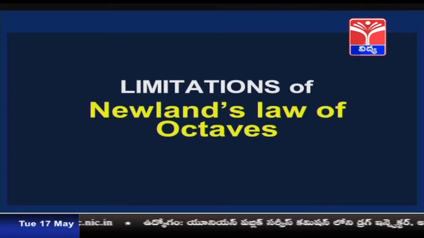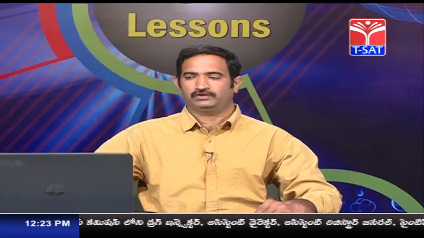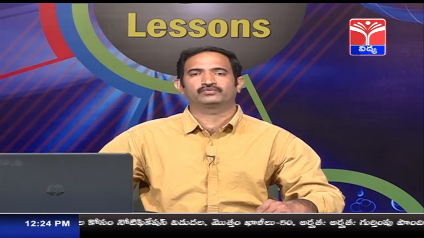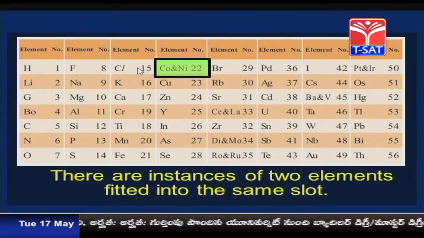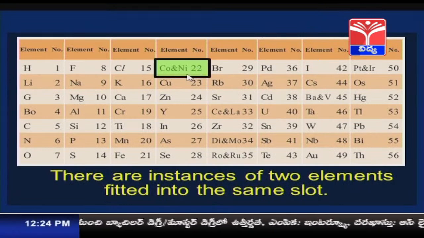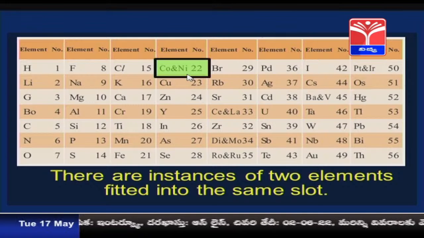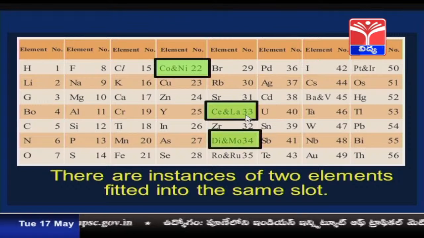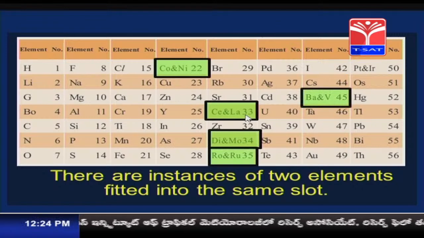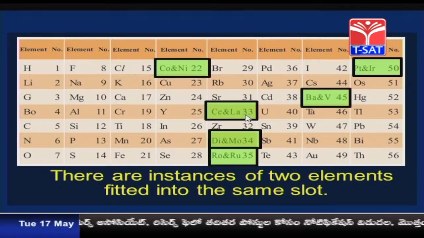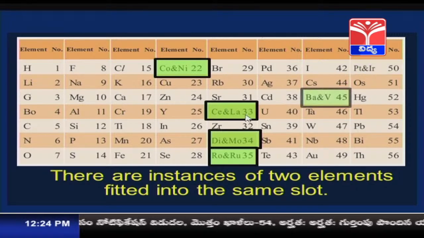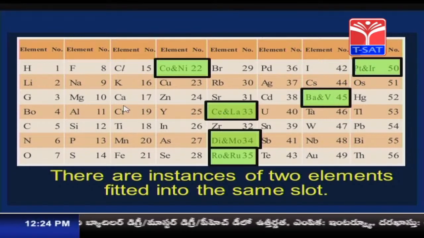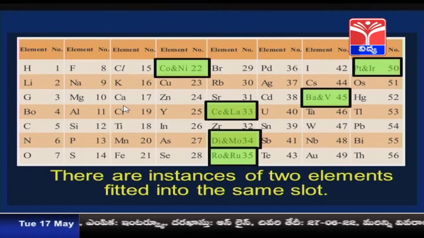Now, limitations of Newland's law of octaves. There are some instances in his periodic table where elements are arranged in the same slot; not one element, he placed 2 elements in the slot. Here hydrogen, fluorine, chlorine have only one element each, but in this 4th column you observe that cobalt and nickel are placed in the same column. Like that we find other instances: cerium and lanthanum, rhodium and ruthenium, barium and vanadium, platinum and iridium. All these are instances where he placed 2 elements in a single slot.